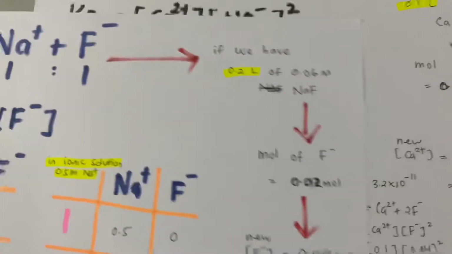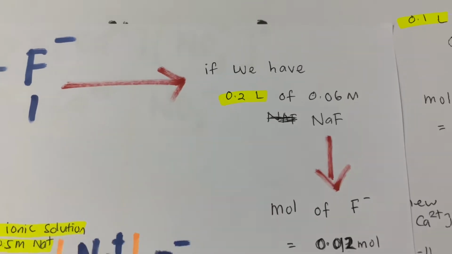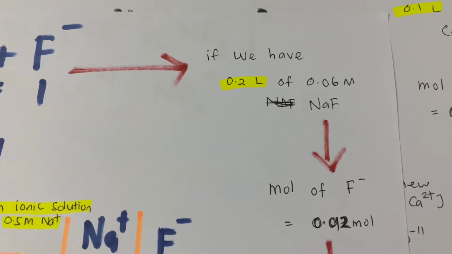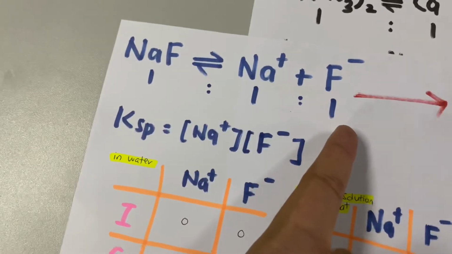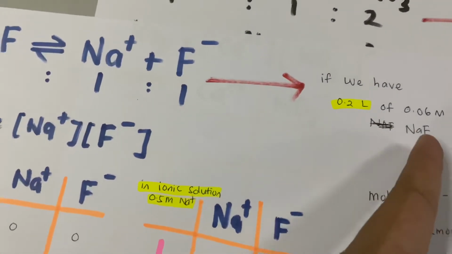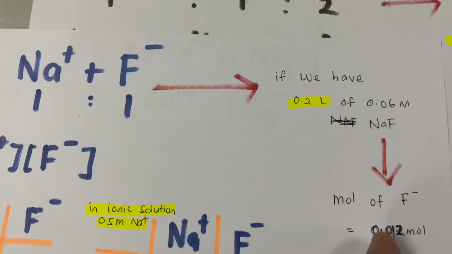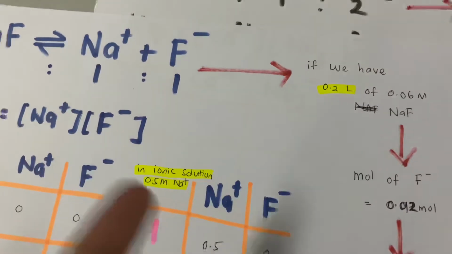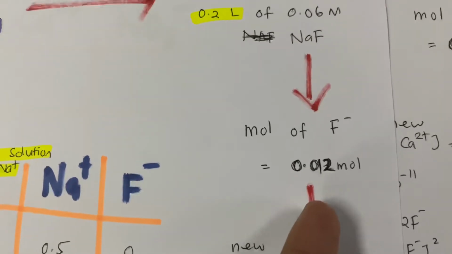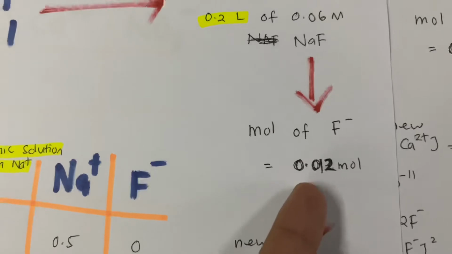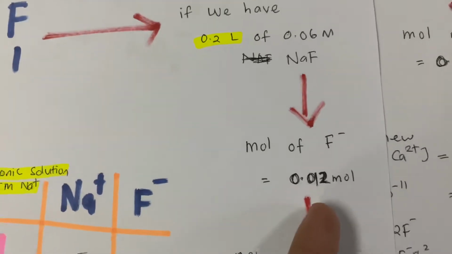Okay. So let's look at the first one, fluoride. If we have 0.2 liter of 0.06 molar of sodium fluoride, what is the amount of mole of fluoride? Based on the ratio, 1 mole of sodium fluoride will produce 1 mole of fluoride ion. So you need to find the mole for sodium fluoride. So 0.06 times 0.2 liter, you will get 0.012 mole for sodium fluoride, which also equals fluoride ion. So this is the amount of fluoride ion that will be present in the mixture. Okay, 0.012 mole. You cannot use this mole yet because this is not the concentration.